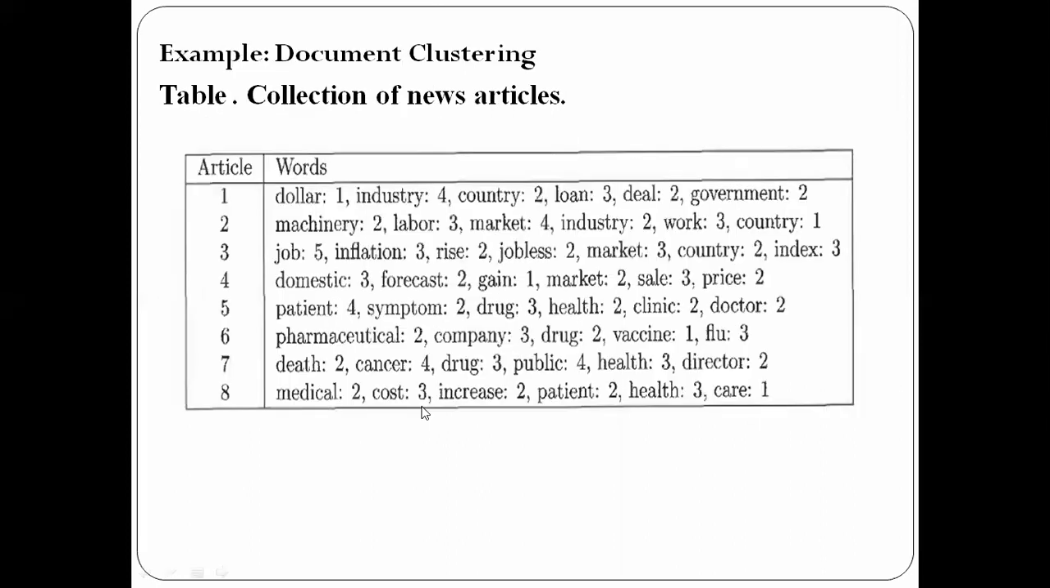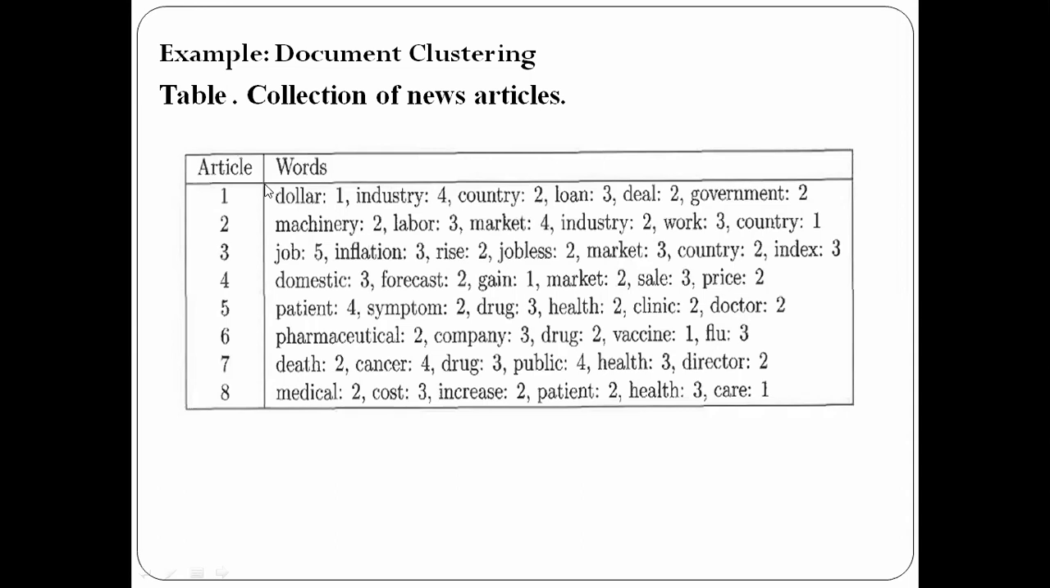Now coming to the example, here we have one example for clustering. We are performing document clustering here. We have a collection of news articles, and each article contains pairs of a word and the frequency of that word. For example, the word dollar in article number 1 appears one time, and the word industry appears 4 times in article 1. So that is the word, count pair we have stored here.